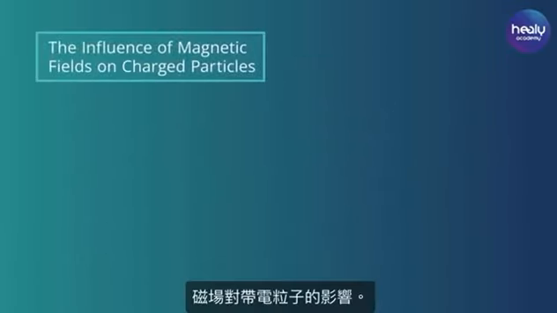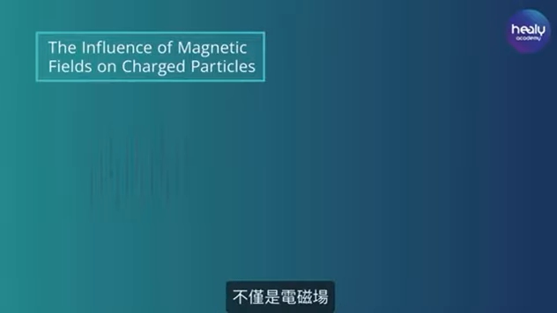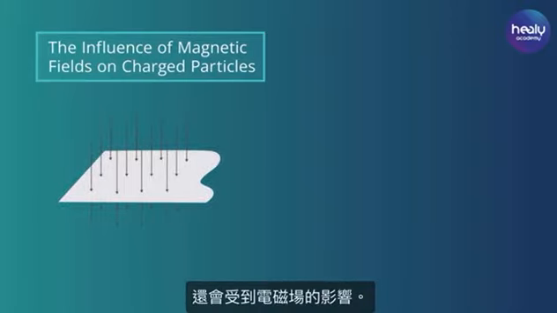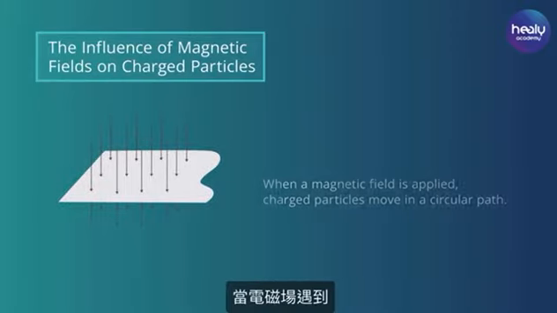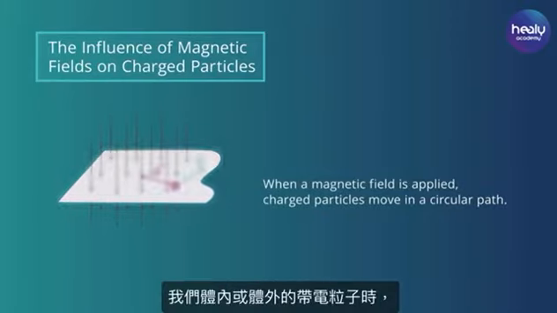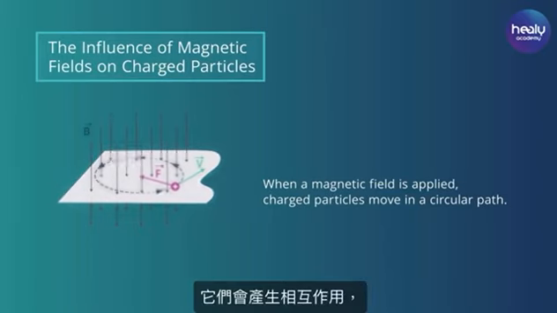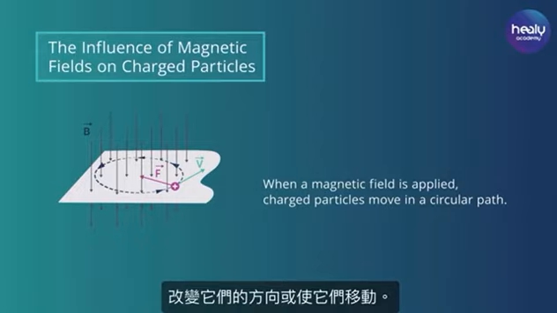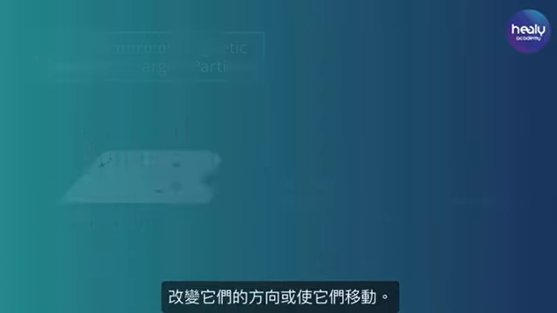Influence of magnetic fields on charged particles. Charged particles, however, are not only the cause of the formation of electromagnetic fields, but are also influenced by them. When electromagnetic fields encounter charged particles inside or outside our bodies, they interact with them, affect their polarity, change their orientation, or cause them to move.